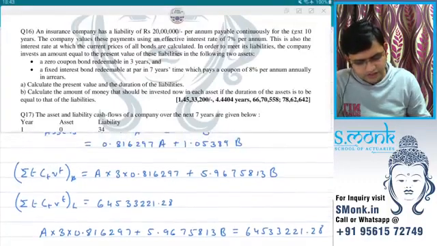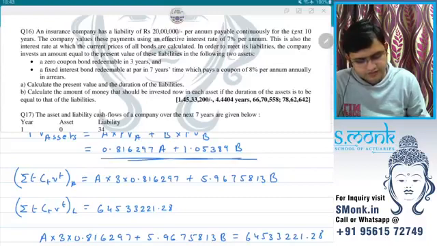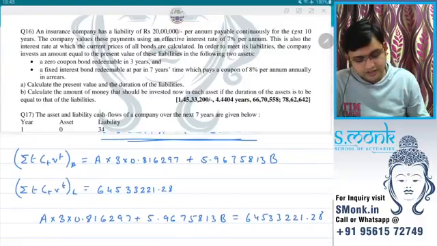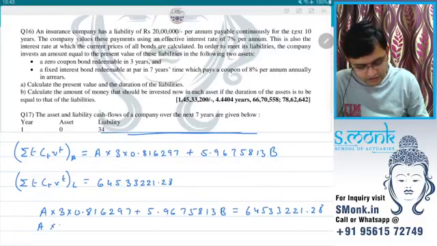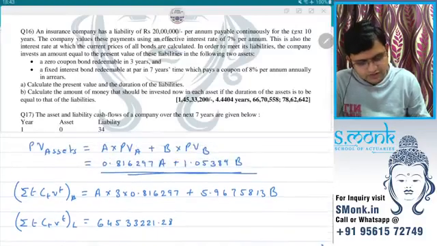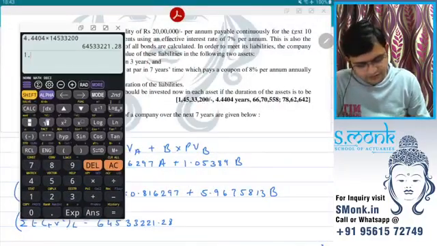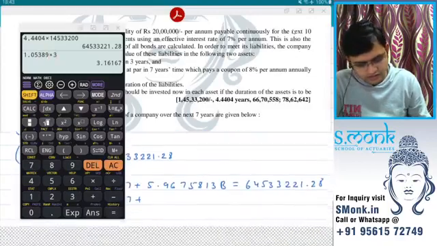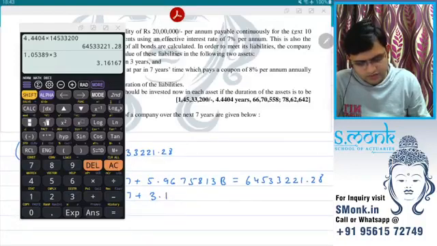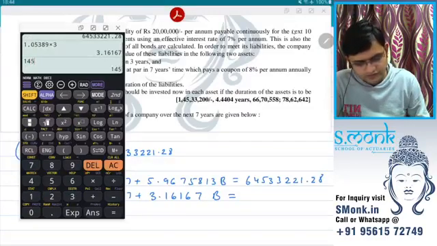and the second one, this will be equal to the present value. I'll multiply by 3 because I want to make it into this. I'll say A into 3 into 0.816297 plus this much into 3B. So I'll have 1.05389 into 3. That would be 3.16167B is equal to present value into 3, 145,33200 into 3.